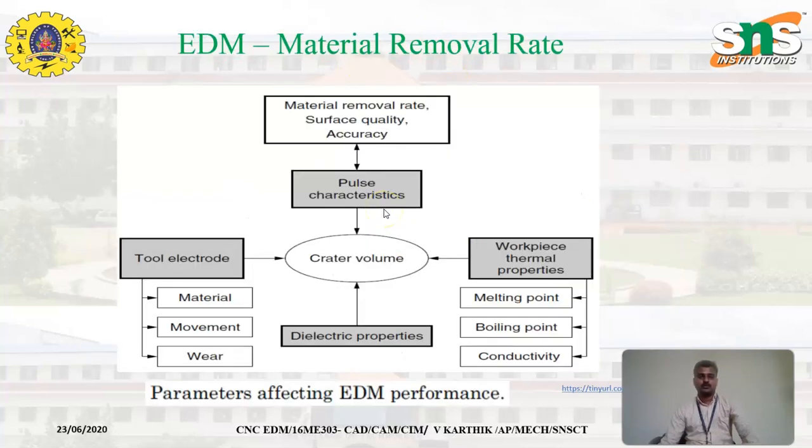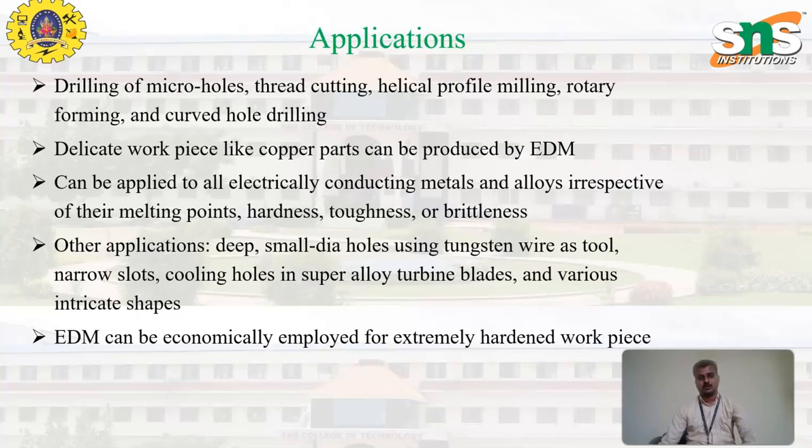The material removal rate depends upon the material we are using and how the process takes place. The material removal rate, surface quality, and accuracy are based on that. Applications: drilling of micro holes, forming of delicate pieces, copper pots, and hard materials with high melting points, turbine blades, intricate shapes. It is used in many places. Thank you.